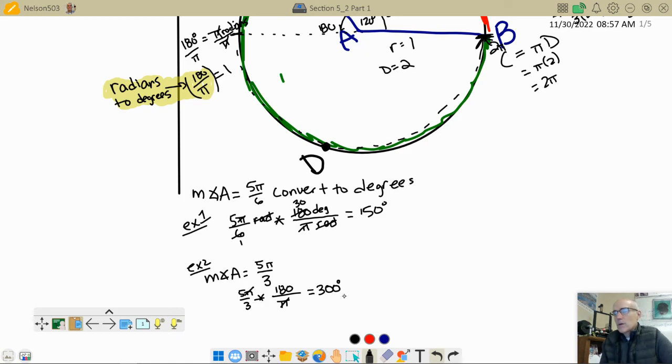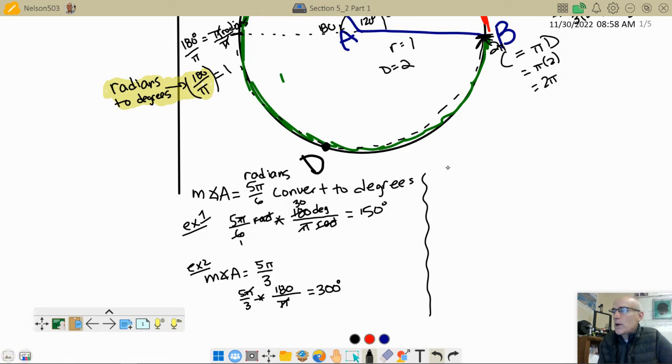Now, sometimes people are super good at fractions, and you see that 5 pi thirds is 2 times 5 pi sixths. So you could take 2 times 150 and get 300 degrees. That's another way of doing it. So that's how we convert from radians to degrees.